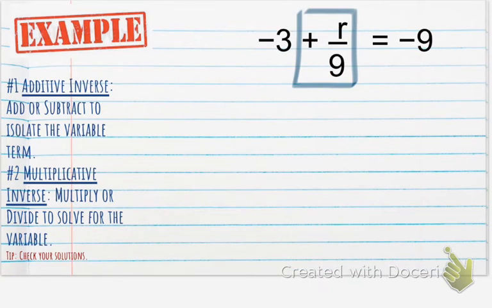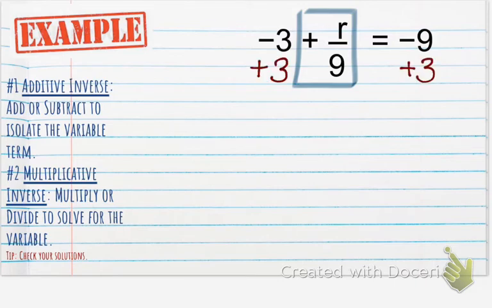Alright, so we're coming to our next example. And as you see, I already put a box around my variable term. What do you notice? It's in the second spot, right? And what's happening to it? It's being added by a negative 3. What's the opposite of a negative 3? Yes, it's a positive 3. So I'm going to go ahead and add a 3 to both sides.